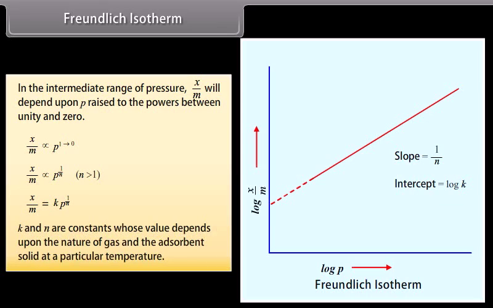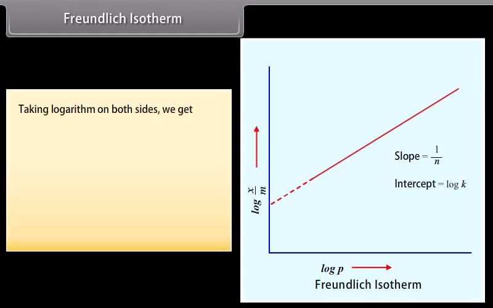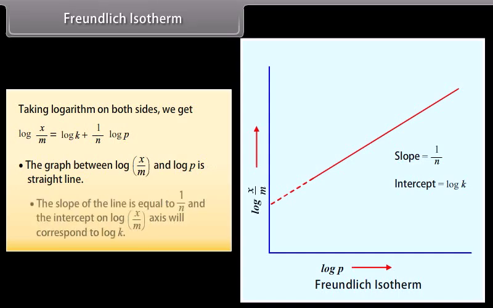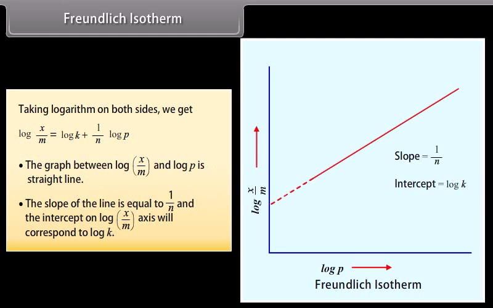K and n are constants, whose values depend upon the nature of gas and the adsorbent solid at a particular temperature. Taking logarithm on both sides, we get log x/m = log k + (1/n) log P. The graph between log x/m and log P is a straight line. The slope of the line is equal to 1/n, and the intercept on the log x/m axis will correspond to log k.